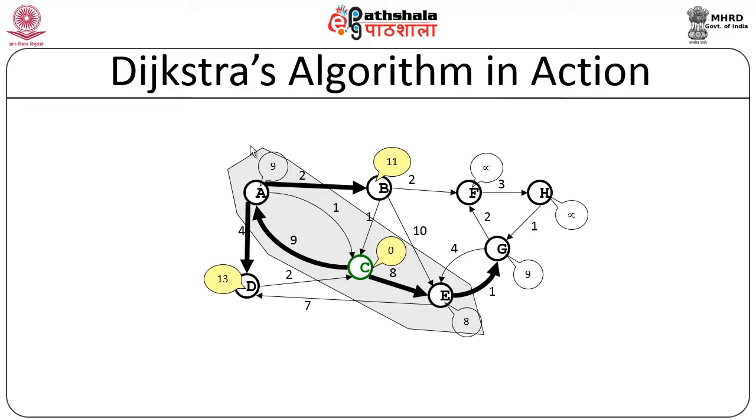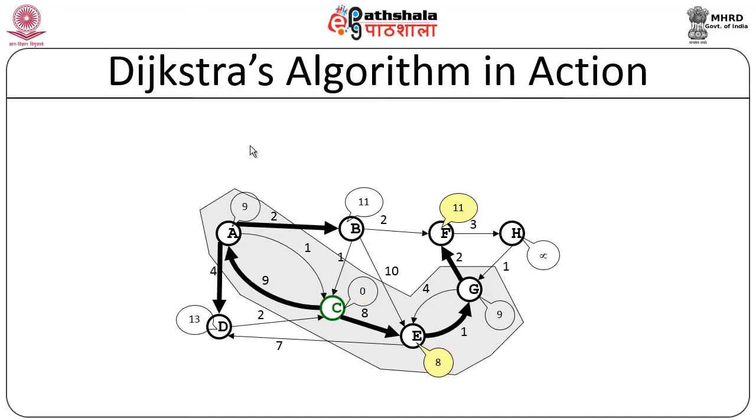Now, A is connected to D by 4, so 9 plus 4 is 13, and A is connected to B by 2, 9 plus 2, 11. Now, you have 13, 11 and 0, and a 9 there for G. So, we took G first. Now, connecting G, you have a 4 and a 2. You do not consider the 4 because you have already considered E. So, you have a 2 connecting there, that becomes 11 again.